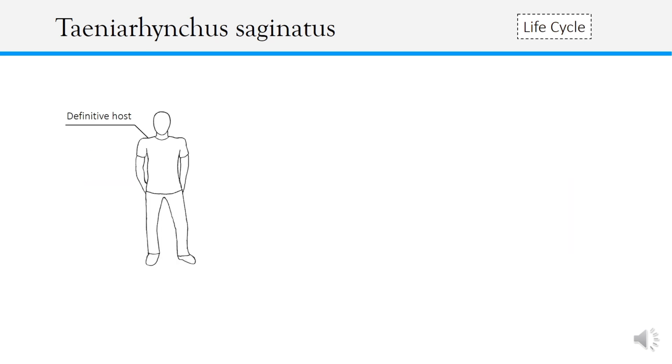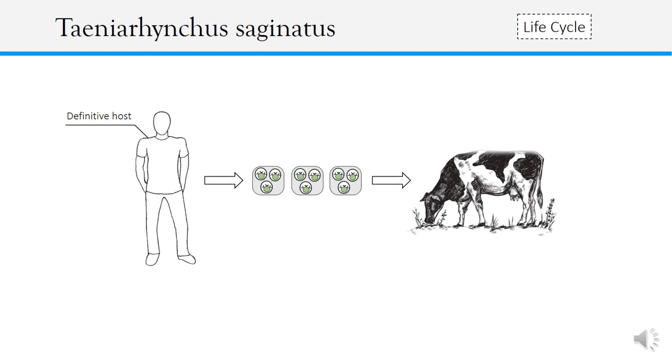Human could be only the definitive host of this parasite, and when a mature parasite resides inside of the intestine, it will produce eggs, and these eggs will be released into the external environment, and from the external environment eggs could be transferred into the cow, and this animal will be the intermediate host of this parasite.